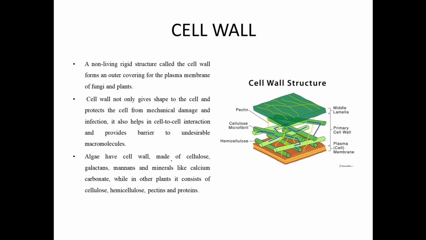Now let's discuss the cell wall. The cell wall is a non-living rigid structure and forms an outer covering for the plasma membrane of fungi and plants. The cell wall does not only give the shape, it also protects from mechanical damage and infection, helps in cell to cell interaction and acts as a barrier to undesirable macromolecules, right? Different cells have different composition of their cell wall. Algae have a cell wall made up of cellulose, galactans, mannans and minerals like calcium carbonate, while in other plants it consists of cellulose, hemicellulose, pectin and proteins.